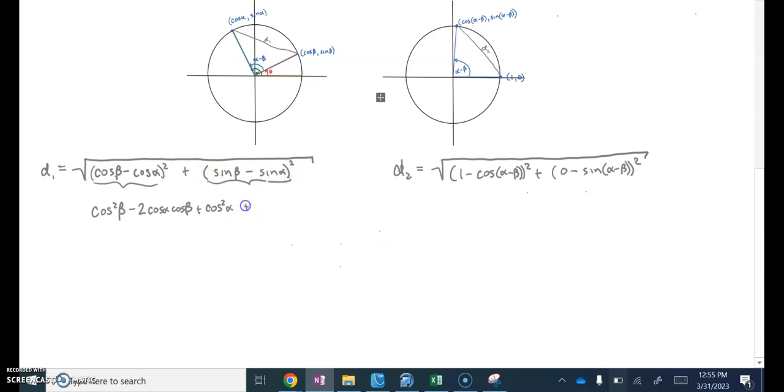Second expression is going to be plus sine squared of beta for our first. Outer and inner is going to give us 2 sine alpha sine beta. And then our last is going to be a negative times a negative. That's a positive, and it's a positive sine squared alpha. So here's our big long expression for the distance. Again, that's under a square root.